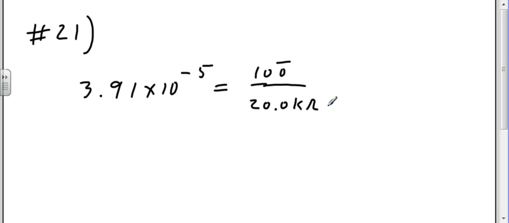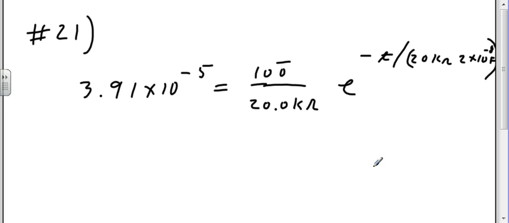You're not going to have 3 significant digits in your resistor. E to the minus t divided by RC, 20 kilo ohms times 2 times 10 to the minus 8 farads. And I wouldn't write it that way either, but I ran out of room, so I can't write it right, and I can't put a bracket because I ran out of room for the bracket.